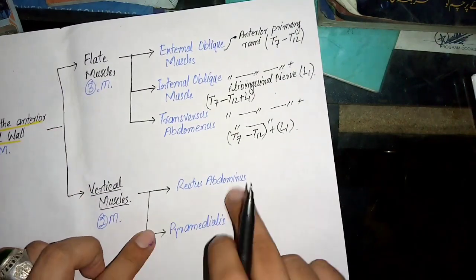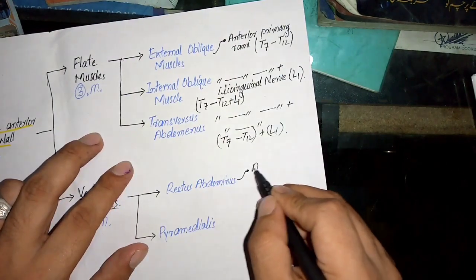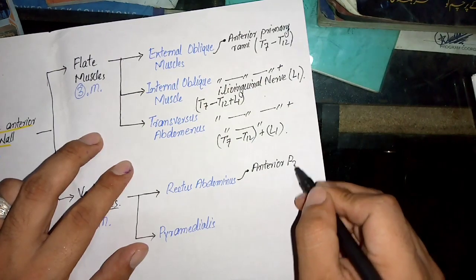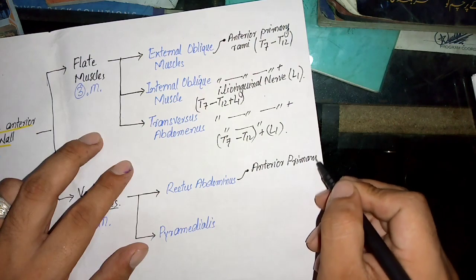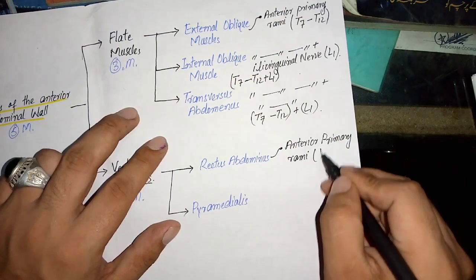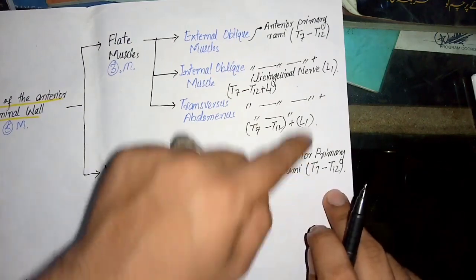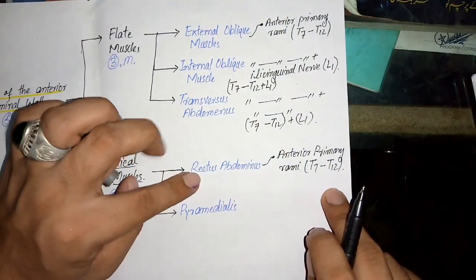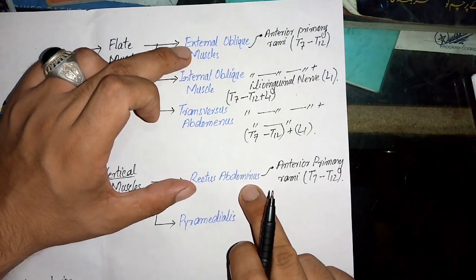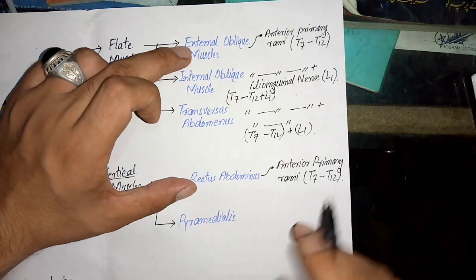Next is the rectus abdominis. This muscle is supplied by the anterior primary rami from T7 to T12, right? There is no other nerve here. The rectus abdominis and external oblique muscles are supplied by the same nerve, the anterior primary rami, with nerve roots from T7 to T12.